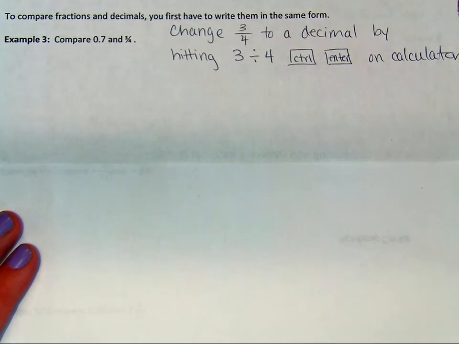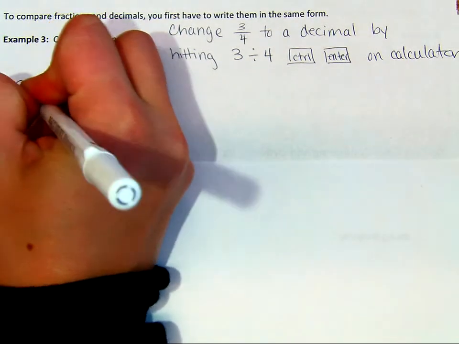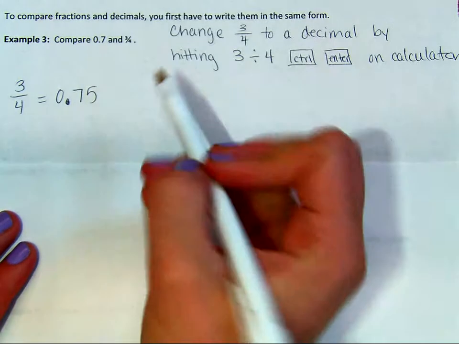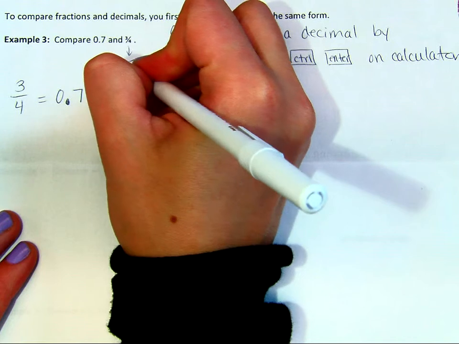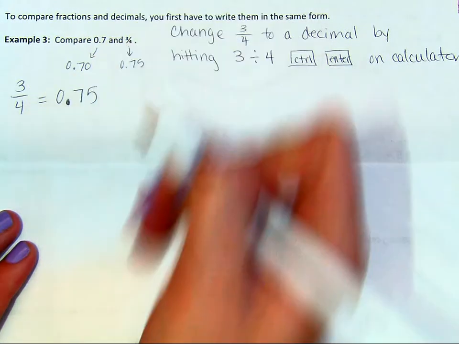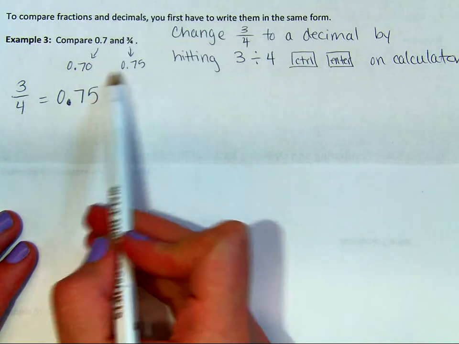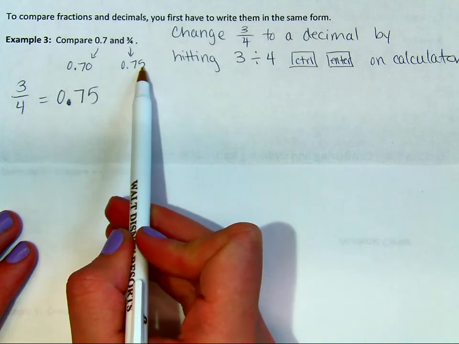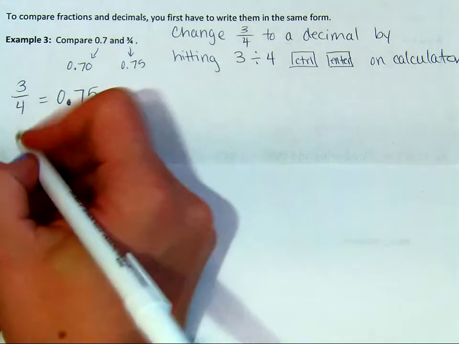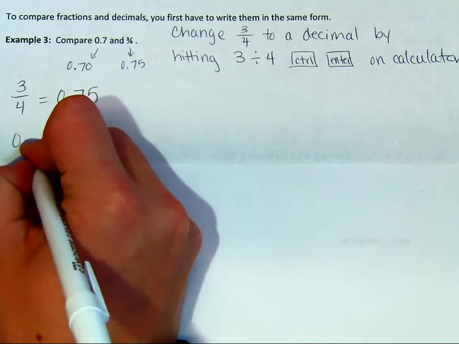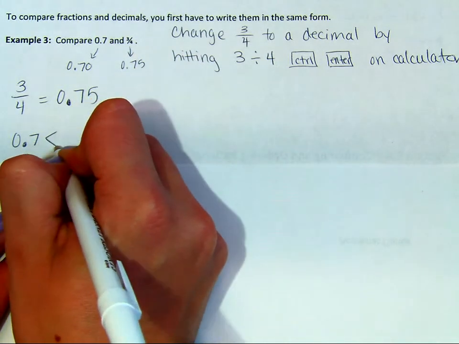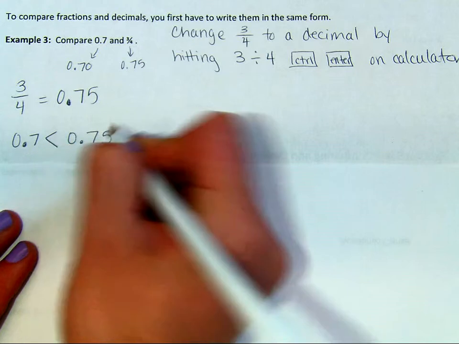So 3/4 is equal to 0.75. And 0.7 is really, I can write that as 0.70. So now they're easy to compare. They both have 2 digits. It's kind of like we're comparing 70 hundredths to 75 hundredths. So this one is bigger. Since 0.75 is bigger, that means 0.7 is less than 0.75.